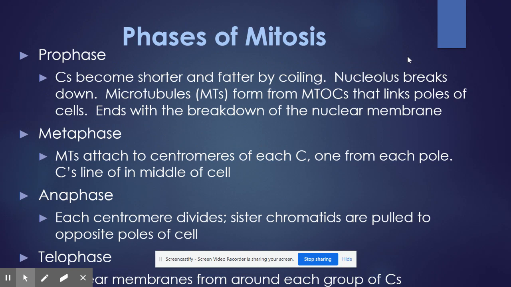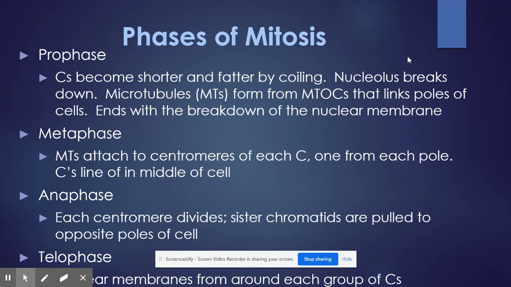Okay, PMAT. In prophase, chromosomes become shorter and fatter by coiling. The nucleus breaks down. Microtubules form from microtubule organizing centers that link the poles, or the sides, of the cell. It ends with the breakdown of the nuclear membrane. So the nuclear membrane breaks apart in order for these microtubules to attach to the chromosomes.